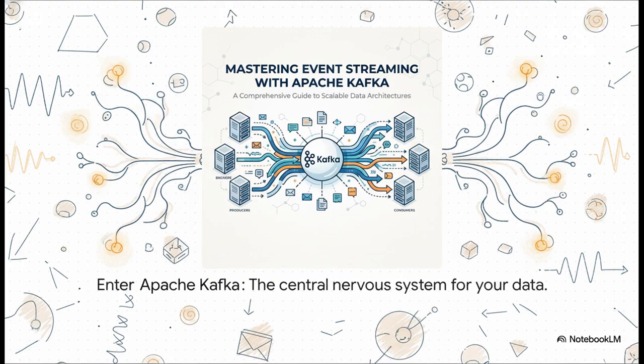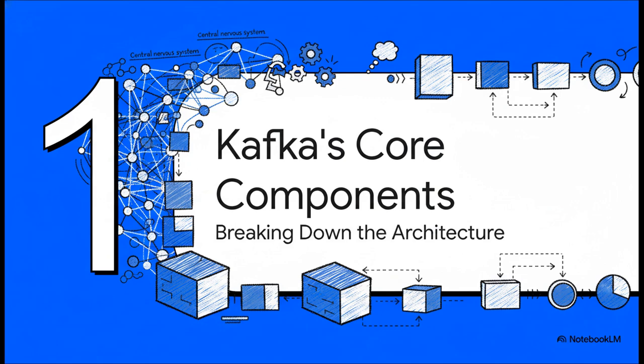Instead of that point-to-point chaos, Kafka steps in and becomes this central hub, this data superhighway for everything. The analogy on the screen is perfect. It's literally the central nervous system for all your data. So this whole central nervous system thing sounds cool, but how does it actually work under the hood? Let's peel back the layers and look at its core components and architecture.